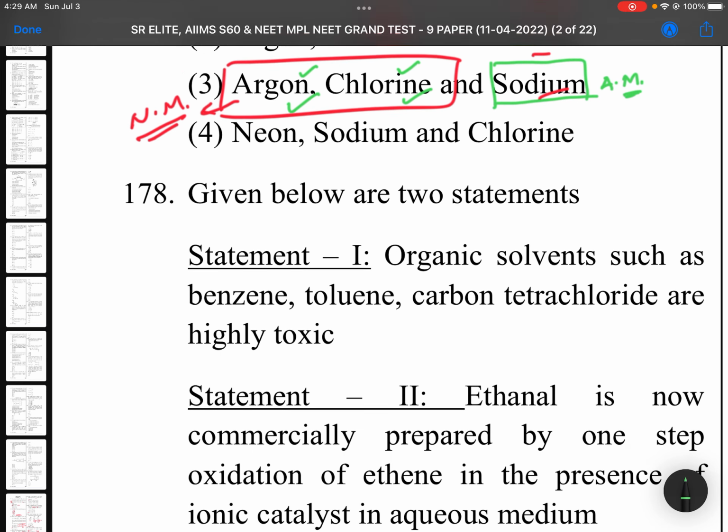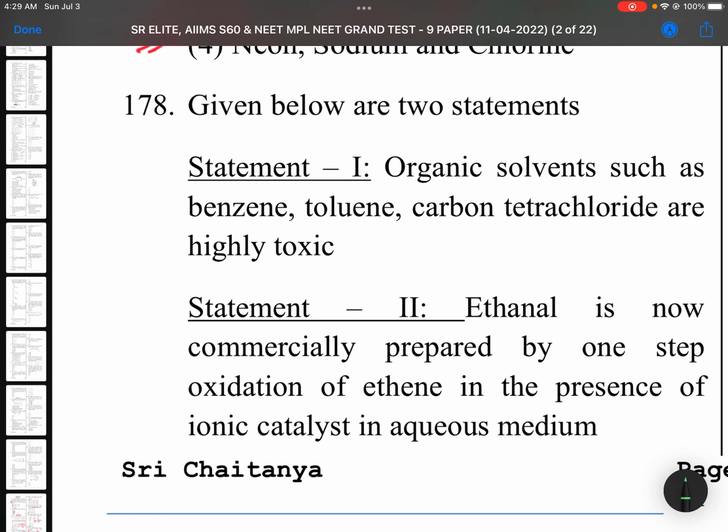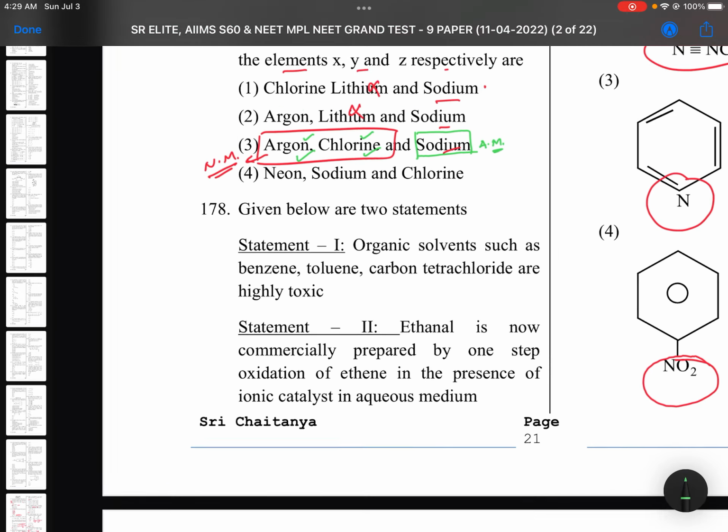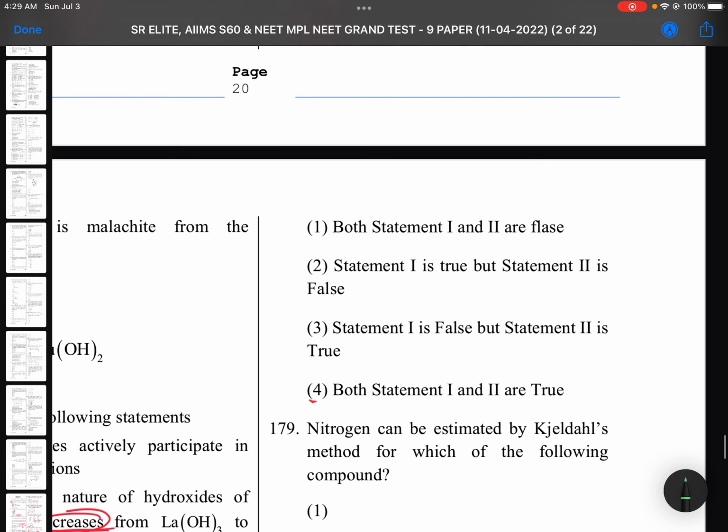Given below are two statements. Organic solvents such as benzene, toluene, carbon tetrachloride are highly toxic. Ethanol is now commercially prepared by one-step oxidation of ethene in the presence of ionic catalysts in an aqueous medium. So what are the statements? See, both these statements are right. Benzene, toluene, carbon tetrachloride are highly toxic, as well as ethanol can be prepared from ethene. Both statements are right, so this is the correct explanation.